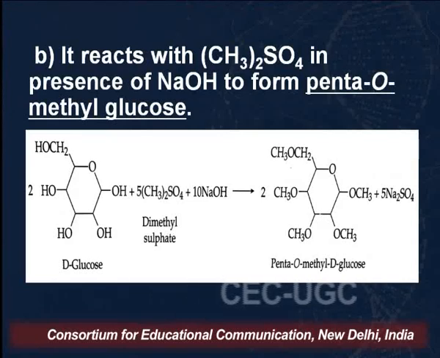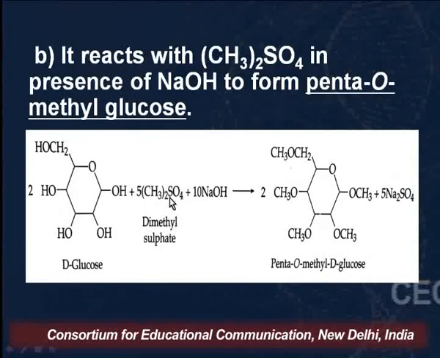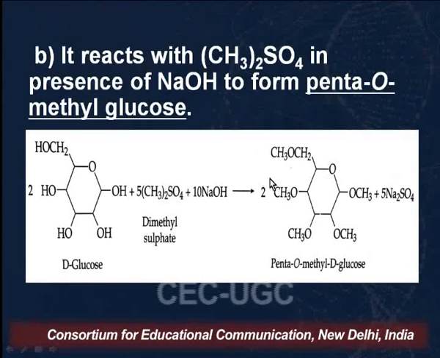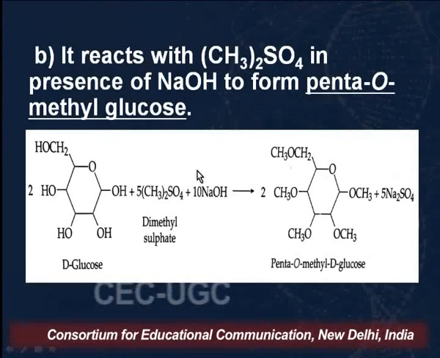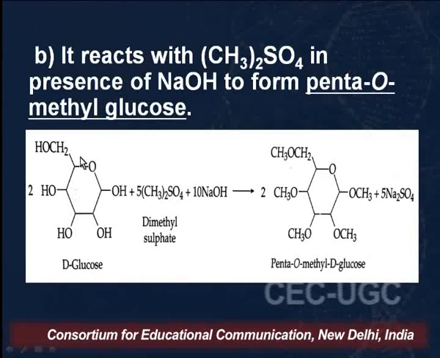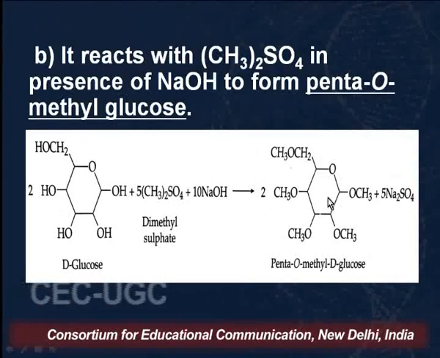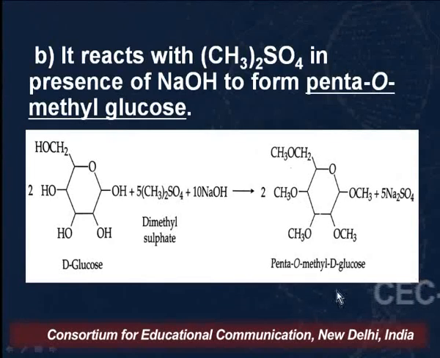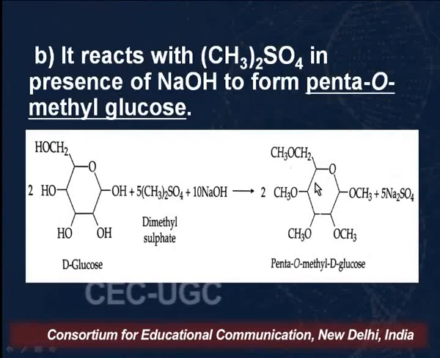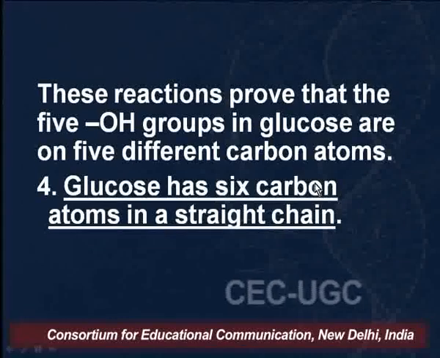Then the next reaction which was carried out was that glucose was converted into penta-O-methyl D-glucose. That is, it was converted into an ether. The reaction was carried out with dimethyl sulfate in presence of sodium hydroxide, and all the hydroxyl groups which were present were converted into ether groups. That is, we got penta-O-methyl D-glucose.